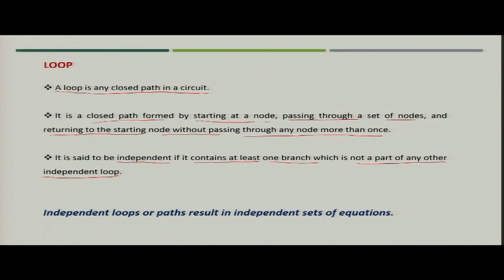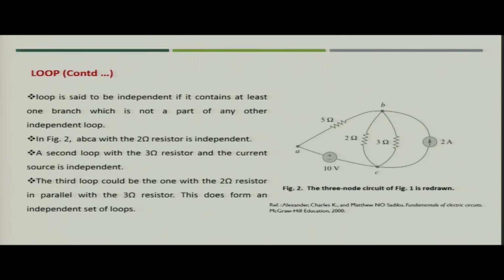Now, why is the loop important? Because independent loops or paths result in an independent set of equations. So, when you are given a complex circuit and you are asked to apply Kirchhoff's voltage law, you have to first find out the various independent loops, so that you can precisely identify the unique equations you have to find out, so that you can get the answer for that particular circuit.